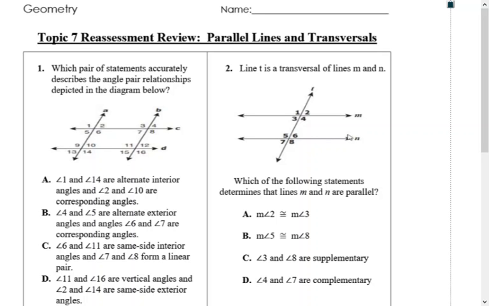1 and 14 are alternate interior angles. They are not. They're exterior. They're alternate sides, but they are exterior. So we know it's not A.